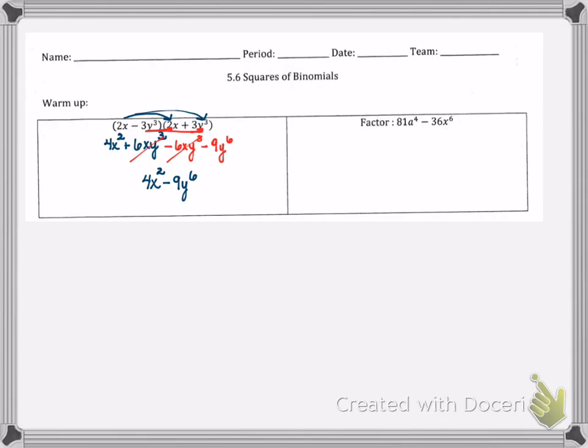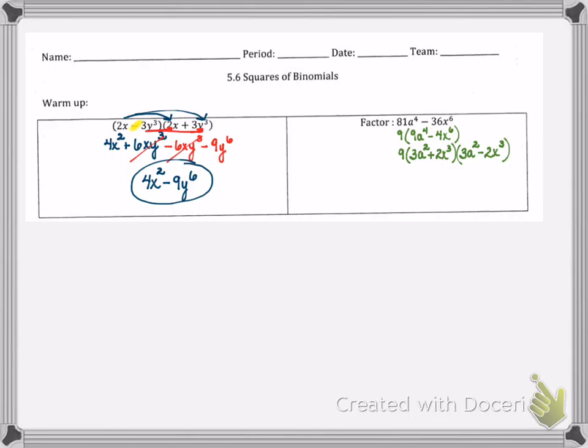And then the second set I drew red arrows for, and just be careful that you are taking into account this subtraction sign turns to a negative. So that's going to give us negative 6xy to the third minus 9y to the sixth. Those two middle terms cancel, leaving us with a final answer of 4x squared minus 9y to the sixth. You could also have plus negative 9y to the sixth.